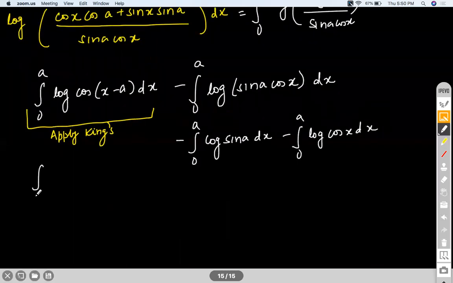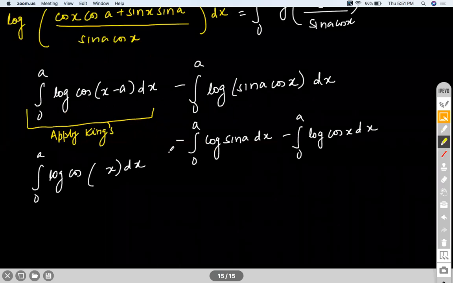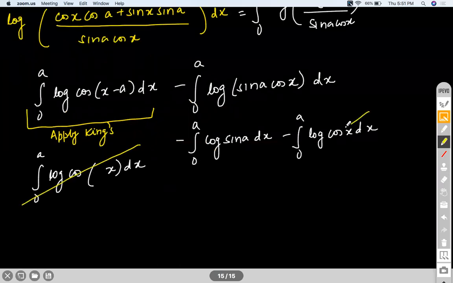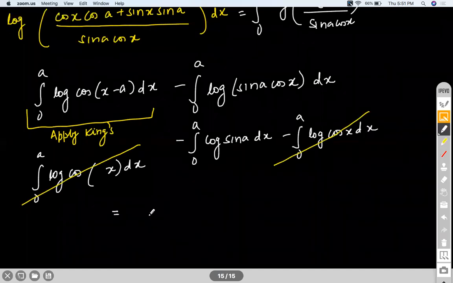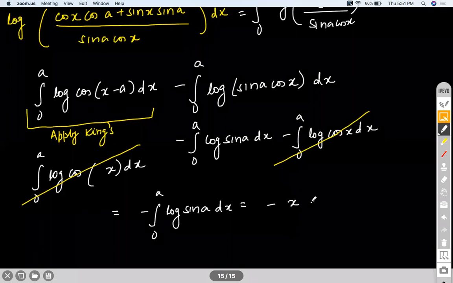So when you do that, it becomes 0 to A log of cos. In place of x, we'll put A minus x. So A minus x will leave you with a minus x. Remember, cos doesn't care about a minus sign over here. And as a result, these two will get cancelled off. You don't have to actually evaluate them. So you boil down to integration of log of sine A with respect to x, which is nothing but minus x log sine A, because it's a constant. Put your limits of integration, it becomes minus A log sine A. That's your answer.